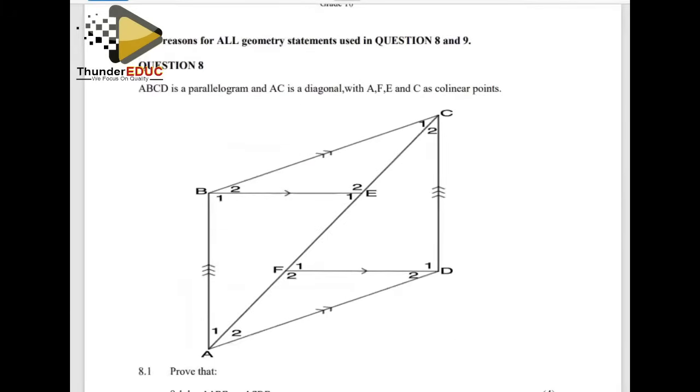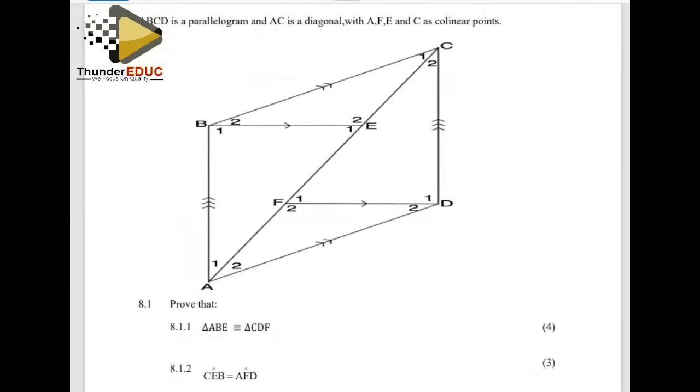Okay, ABCD is a parallelogram. AC is a diagonal. Okay. And then we go on to say that AFEC are collinear. They are on the same straight line. Now, can we prove that ABE is congruent to CDF? So ABE is congruent to CDF.